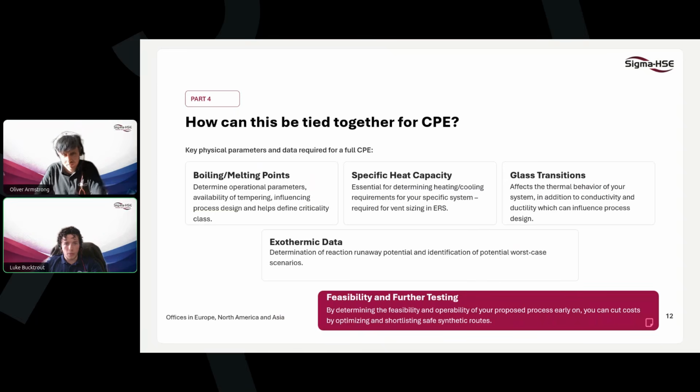Again, more thermal characterization of your material, especially for polymeric and amorphous materials. Glass transition data can help you to optimize your process parameters, improving the handling of your material.